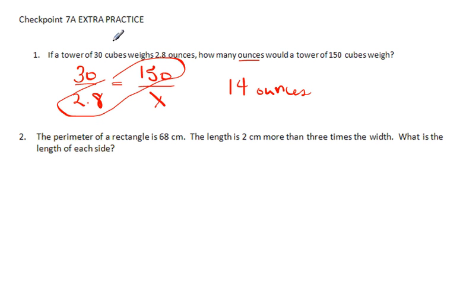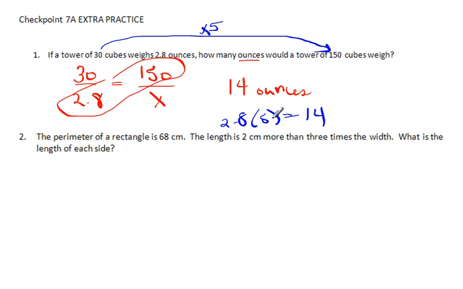I also noticed in this particular problem, 30 turns into 150 here. So if there's 5 times as many cubes, it's going to weigh 5 times as many ounces. So if you simply want to just do 2.8 times 5 in this case to get the 14, that would work fine.